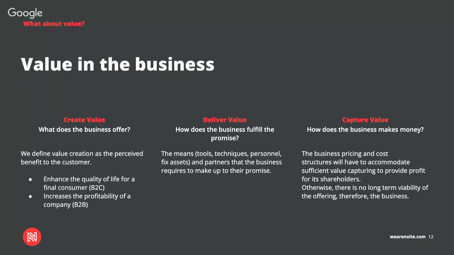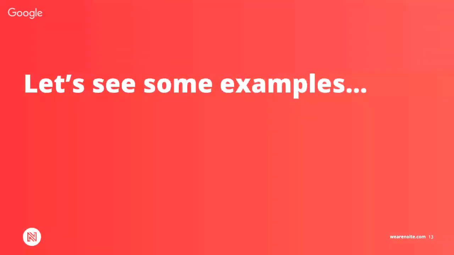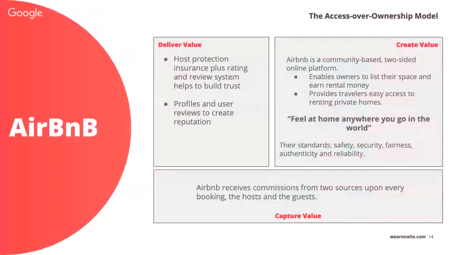So again, when we talk about the business model, we have three different elements: creating the value, delivering the value, and capturing the value. So what do we offer, how we fulfill the promise, and how we make money out of it. So let's jump into some examples. The first one is Airbnb.